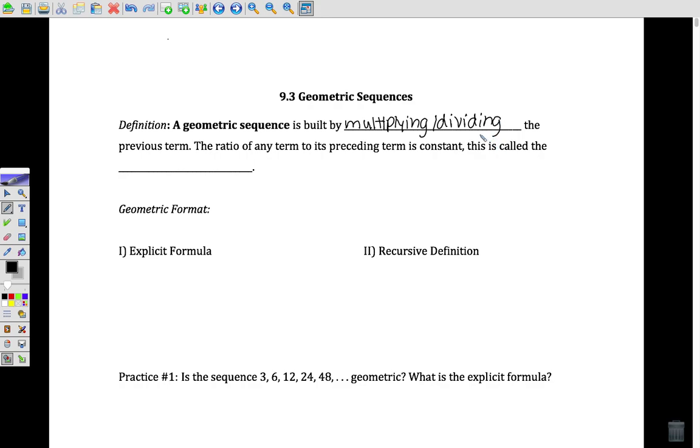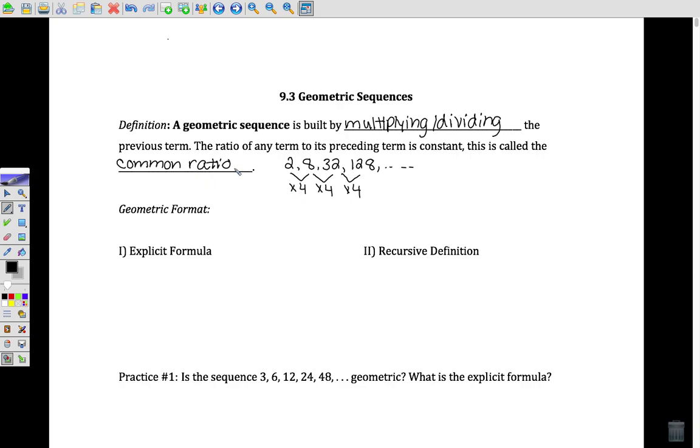So in this case, the ratio of any term to its preceding term is always constant, and this is called the common ratio. So if I had the sequence 2, 8, 32, 128, to figure out if it's geometric or not, I'm looking at what I multiply or divide one term by to get the next term. In this case, I am always multiplying by 4 to get the next term.